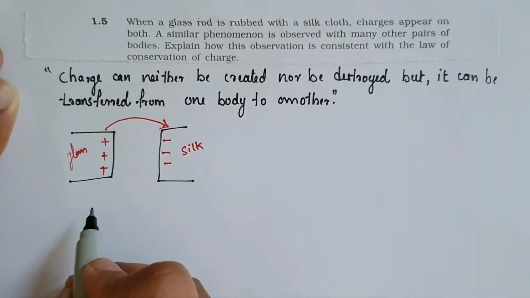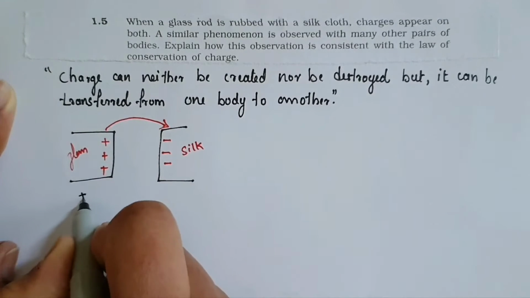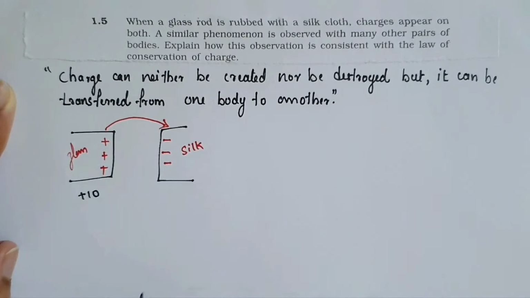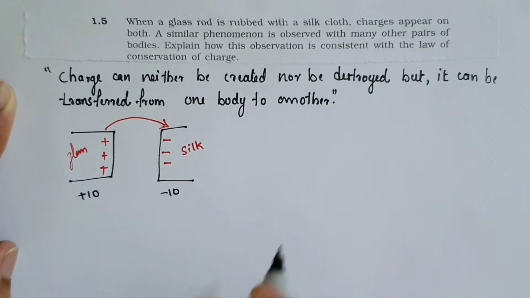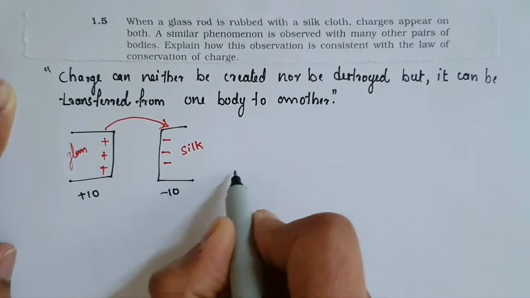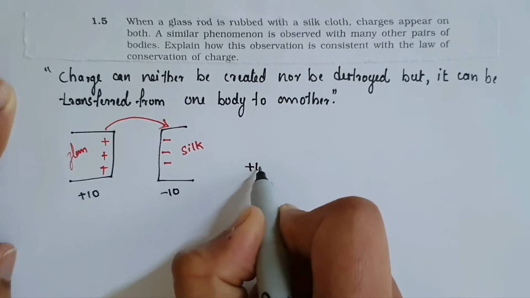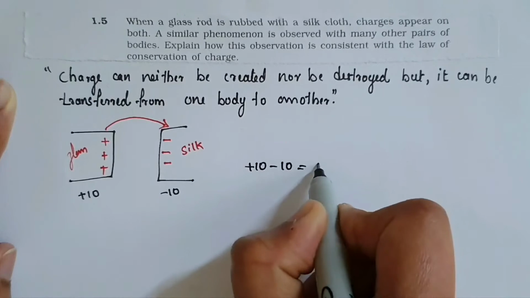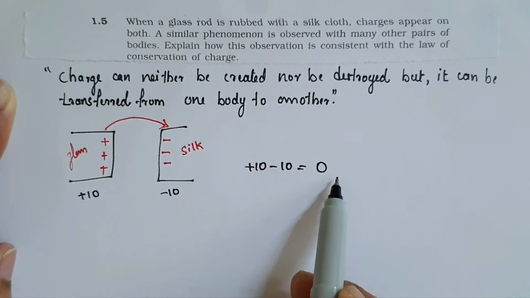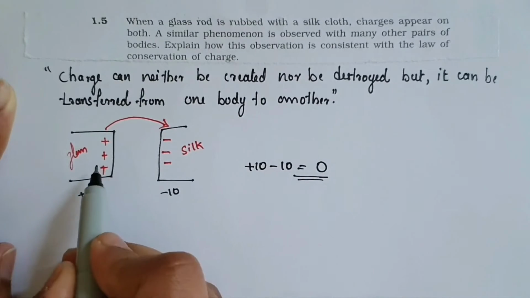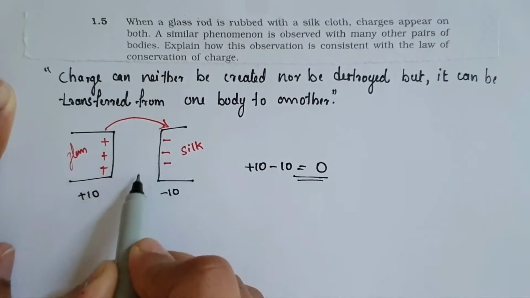Suppose the glass rod attains plus 10 charge and the silk cloth attains minus 10 charge. Then the total sum of these two charges is equal to plus 10 minus 10, which is equal to 0. So the total sum of charges on the two bodies is 0. Initially, the system is neutral.